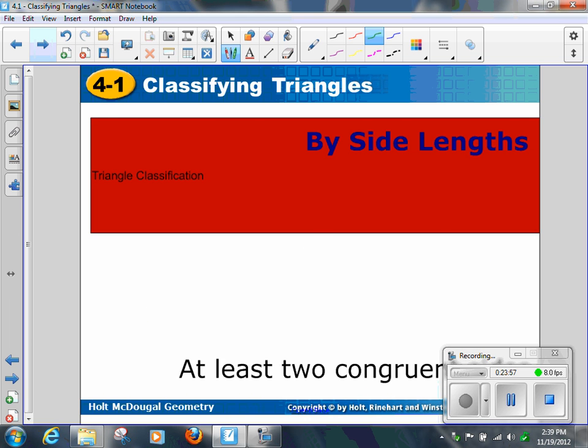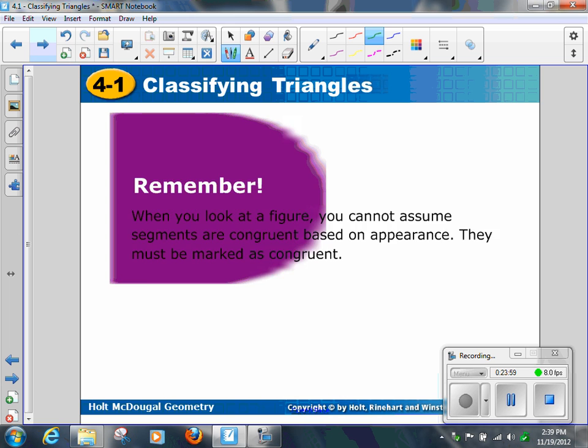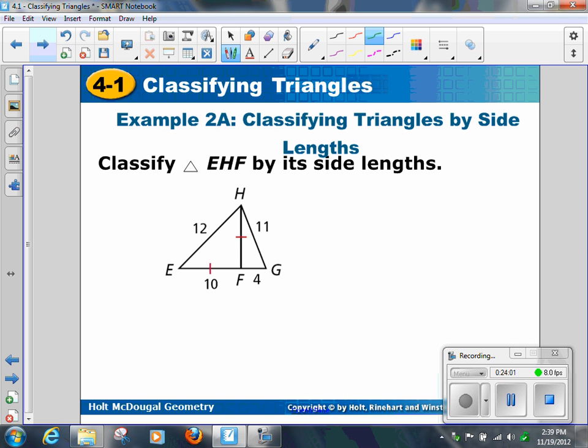Side lengths, we've already done that. All right, let's look at this triangle, EHF. Write this: classify triangle EHF by its side lengths, and then draw this picture right here. Give you just a moment to highlight. I need to highlight triangle EHF. There it is, EHF.